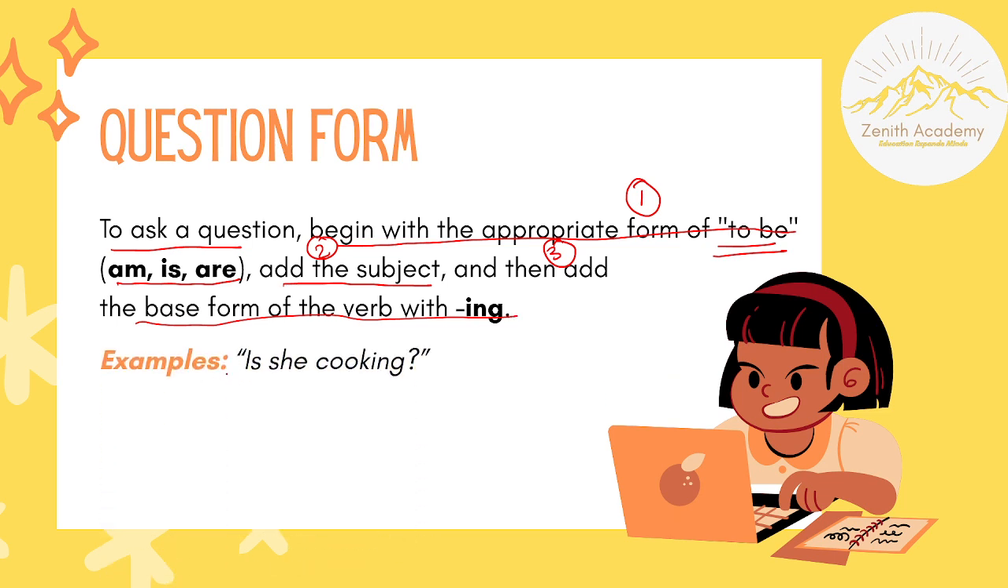So let's see here. Is she cooking? So you see here, this is the subject. Now you have to begin with the appropriate form of to be. So with she, it is is she. Then cook, base form of the verb plus ing. Is she cooking? Are you studying for the test? So when you see you, you have to begin with the appropriate form of to be. Are you studying for the test?